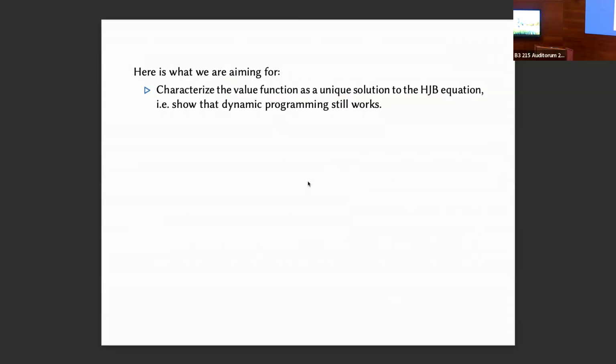What we want to do is characterize this value function, the optimal cost parameterized in terms of initial time and initial state, as the unique solution to this Hamilton-Jacobi-Bellman equation. In other words, we want to show that even in the strong formulation, dynamic programming still works as you would expect it to work.